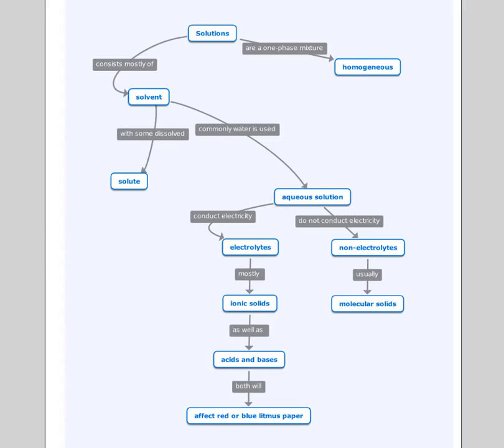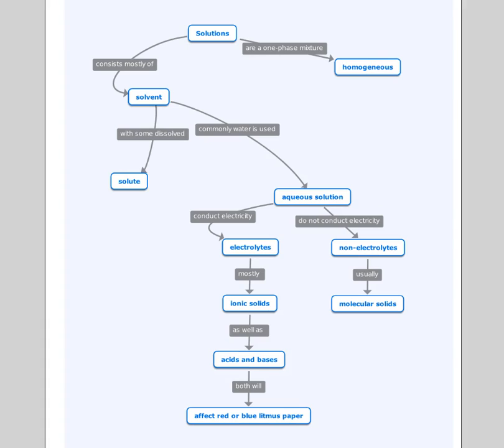Hi class, in this video lesson we're going to be reviewing, to start, some of the key terms related to solutions. So I've just prepared this concept map just to review these key terms. So we have solutions at the top. They are a one-phase mixture. We call that a homogeneous mixture.